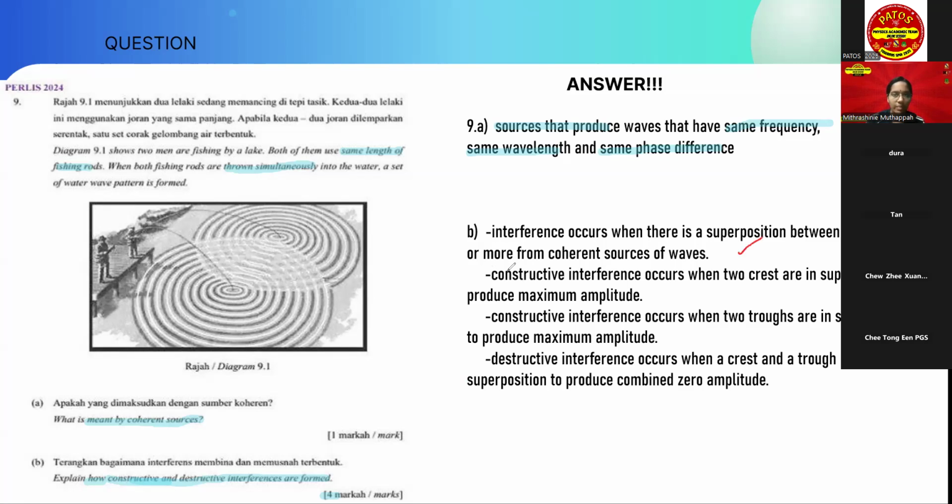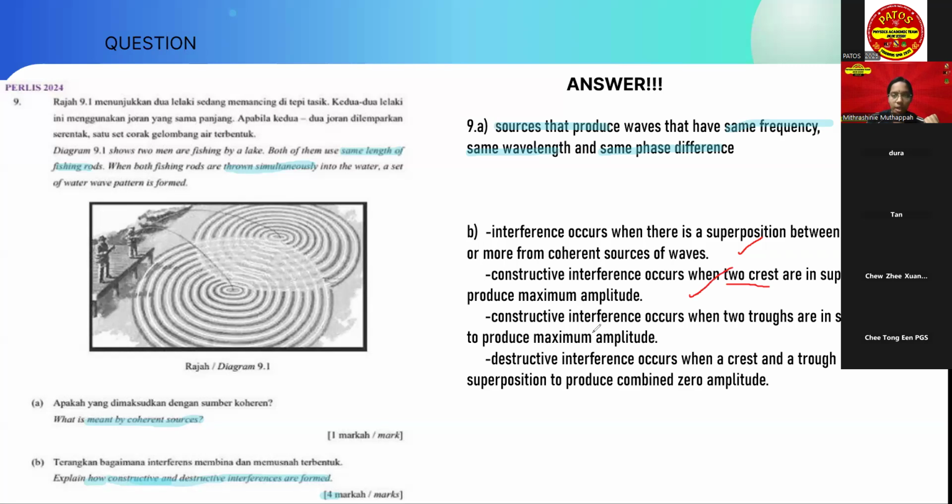Okay, and then the next mark goes for the definition of constructive interference, because in this question they're asking about how constructive and destructive interferences are formed. So the second mark we will get when we state the definition of constructive interference between two crests. Constructive interference occurs when two crests are in superposition to produce maximum amplitude. Here we will get 1 mark.